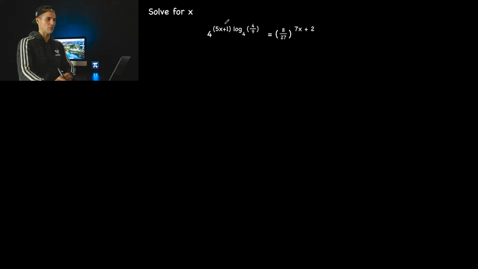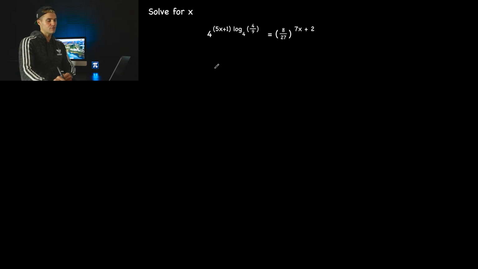We have 4 to the power of, and then all of this is in the exponent for this 4. 5x plus 1 in brackets times this log base 4, and then 4 over 9, and then that's equal to 8 over 27 to the power of 7x plus 2.